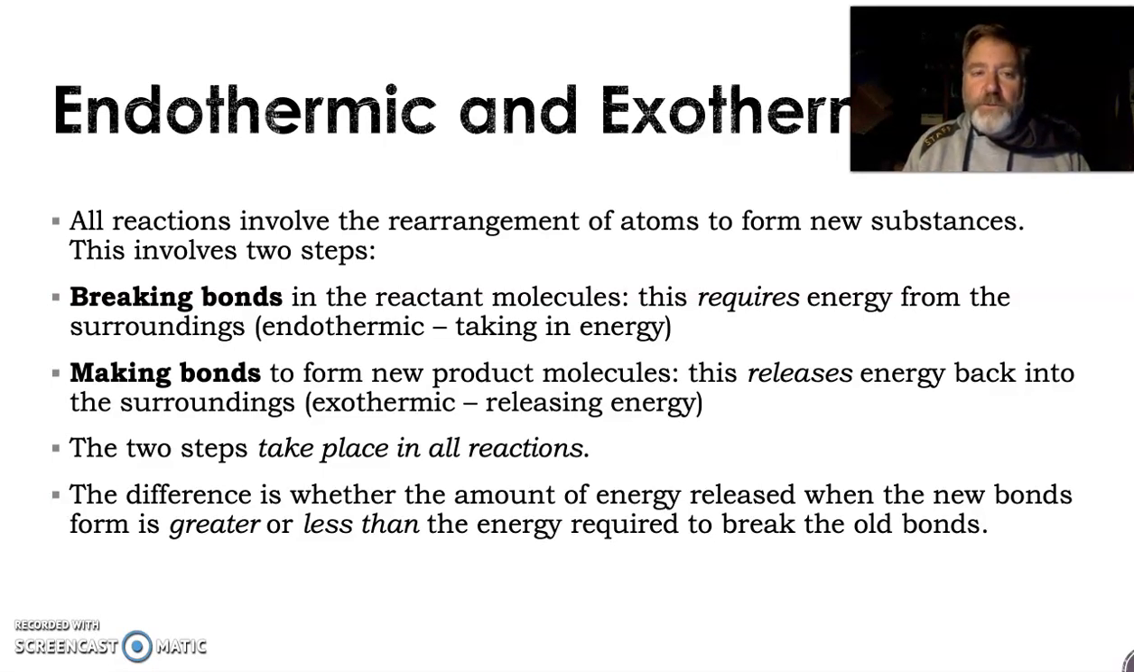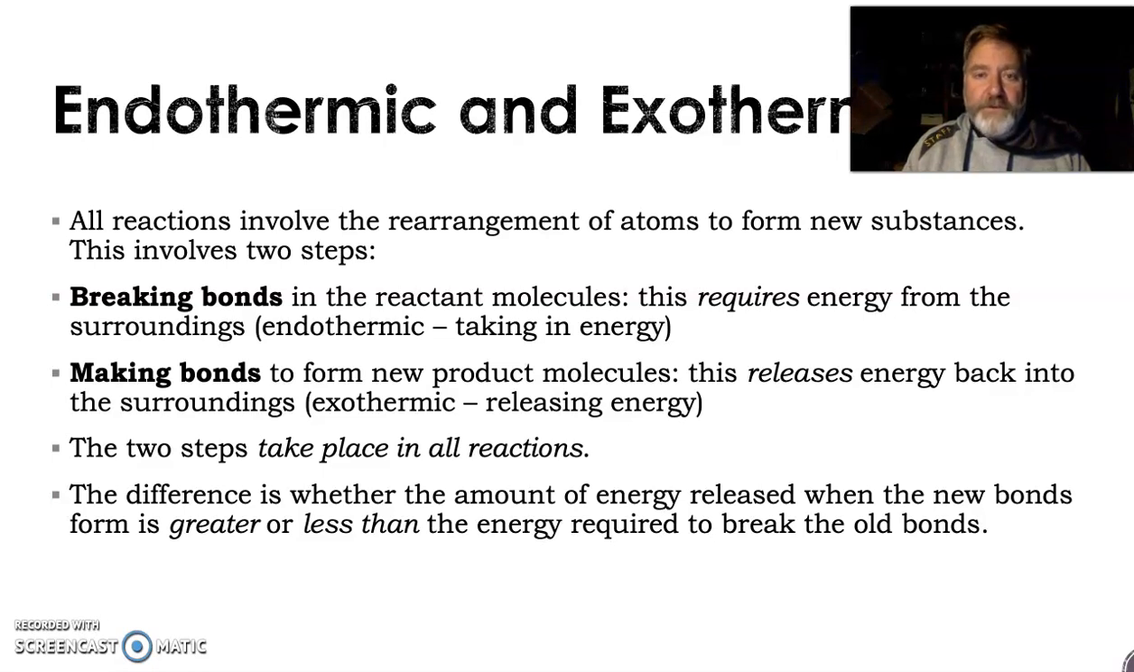So those that tend to break bonds tend to require energy to do it. So that makes them endothermic. They take in energy to make that happen. And those that tend to make bonds tend to release energy as they do so. So they're making a new product and there's excess energy because they've rearranged the way things are joined together. And so we have a release of energy.